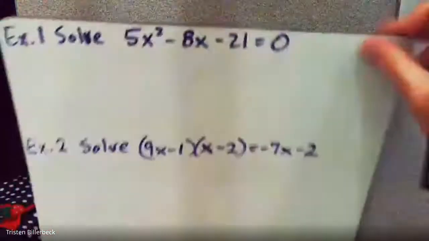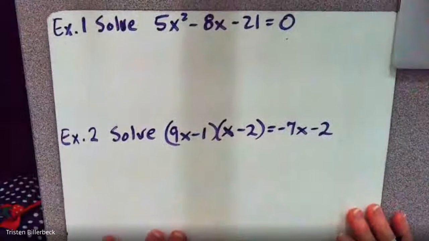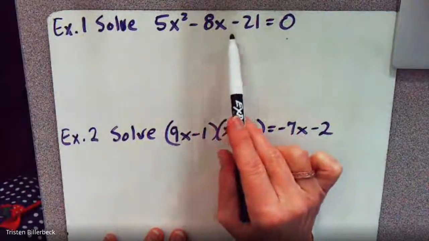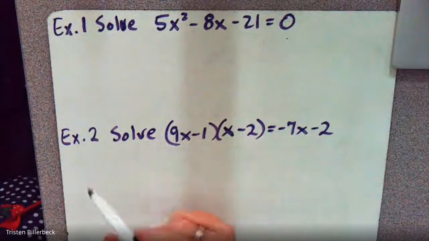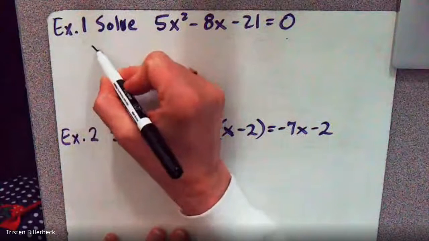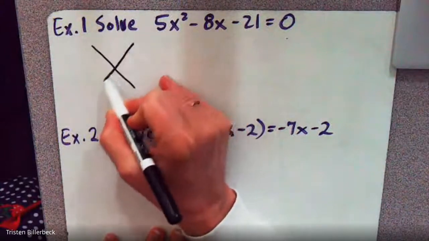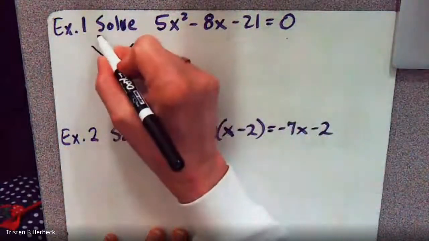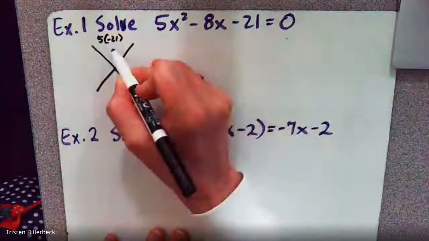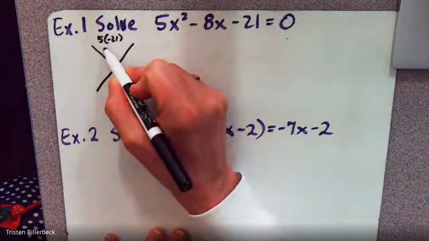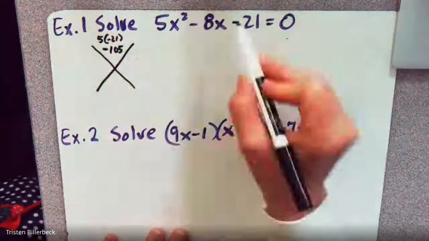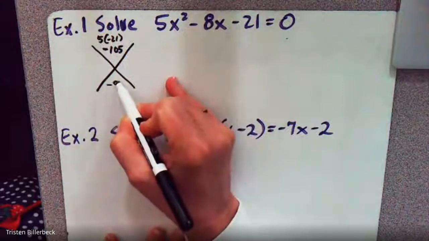So let's do some examples. Our first example, 5x squared minus 8x minus 15. They don't have a common factor. So now let's do the diamond box. We have 5 times negative 21, which happens to be negative 105, and we have negative 8 down here.